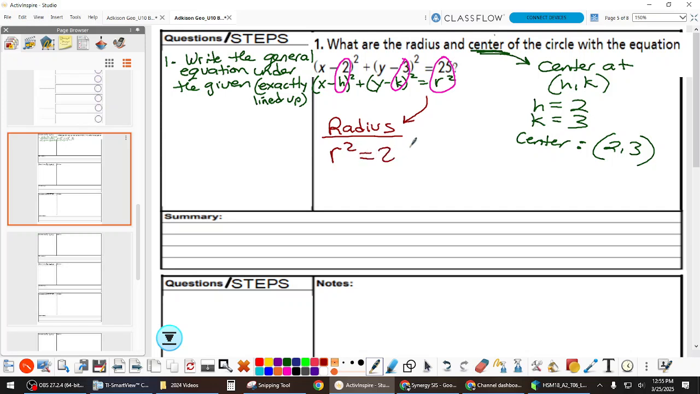r squared is 25. The problem doesn't ask for r squared, it wants r. So how do you get that? It's the square root, right? That's not a small thing. You have to be careful. Make sure you understand why we're square rooting. So our radius is actually 5, not 25.